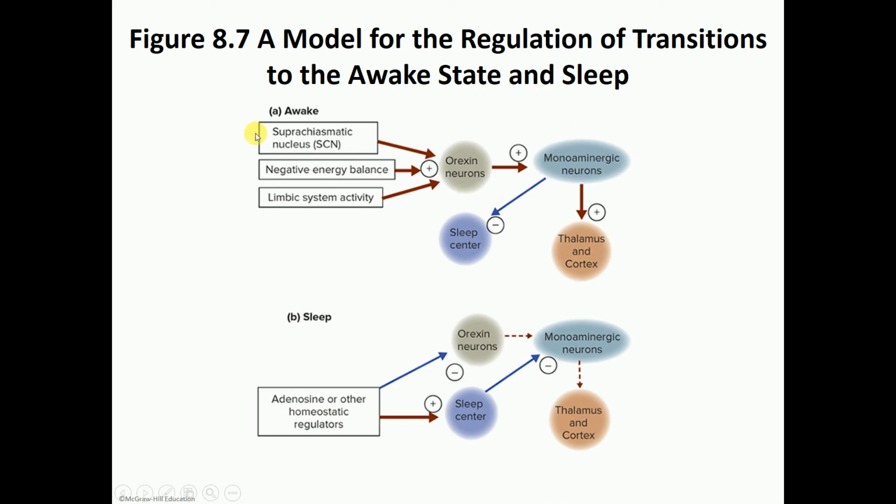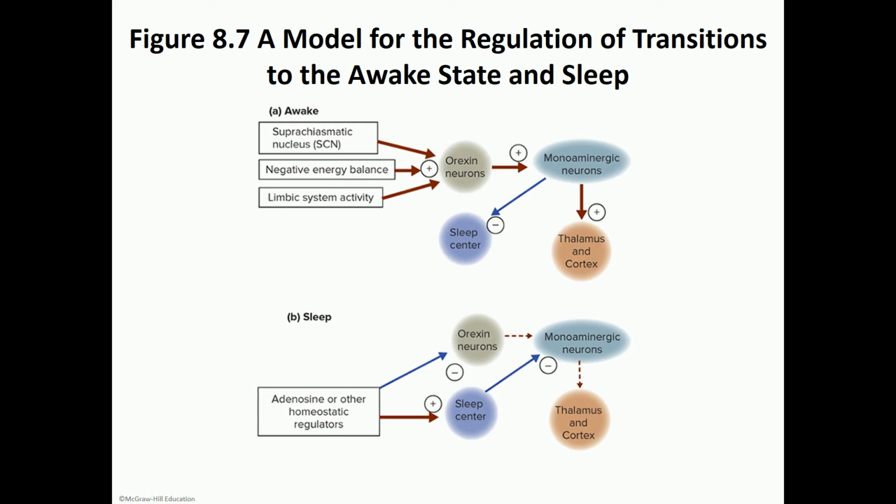So again, going through awakeness, how do we stay alert? Either the suprachiasmatic nucleus makes orexin, negative energy balance, and increased activity of the limbic system, all of those are going to stimulate the orexin neurons to make orexin. Orexin stimulates the monoaminergic neurons to make norepinephrine, histamine, and serotonin. And those three neurotransmitters are going to stimulate the thalamus and the cortex, plus inhibit the sleep center.